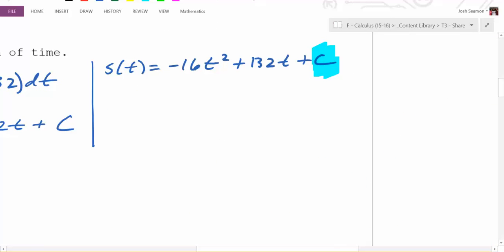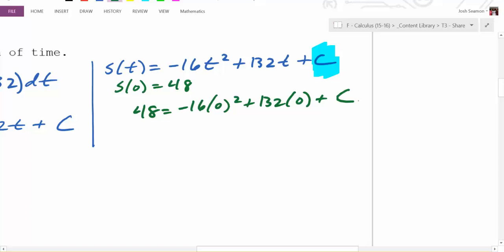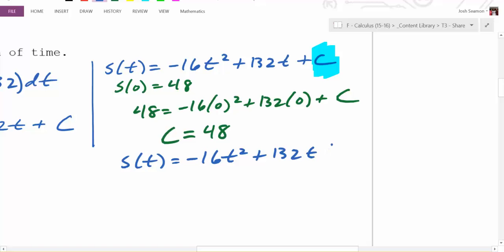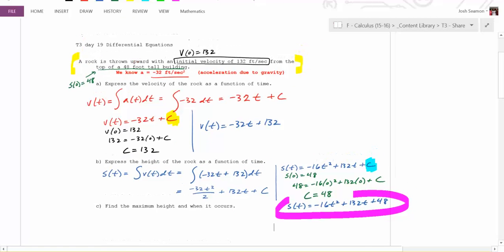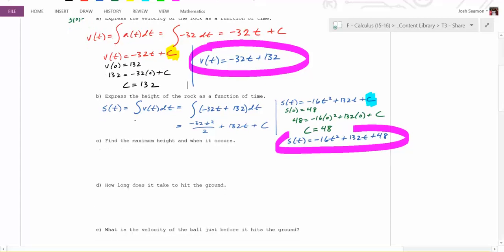So we know s of 0 is 48. So 48 is equal to negative 16 times 0 squared plus 132 times 0 plus c. So what does c equal? 48. Exactly. So now do we have the position function? Yes. s of t is equal to negative 16t squared plus 132t plus 48. So we now have three functions: the acceleration, the velocity, and the position.